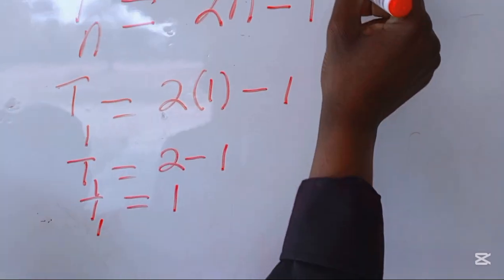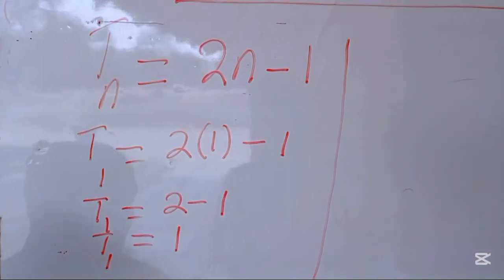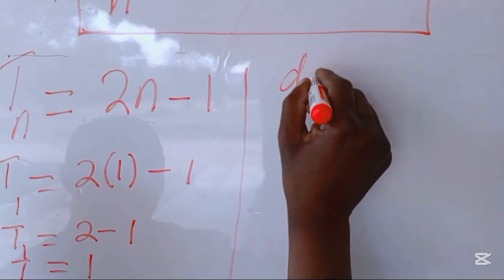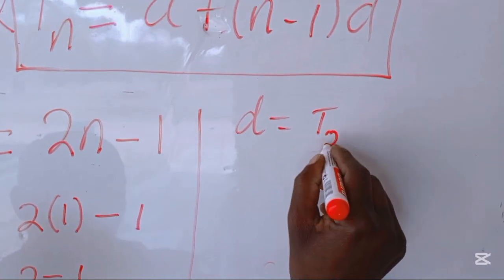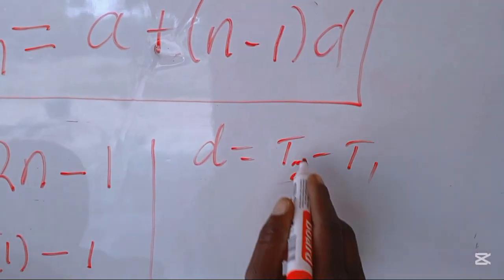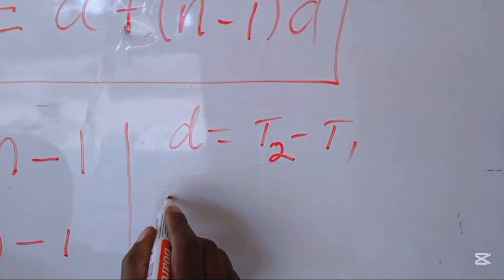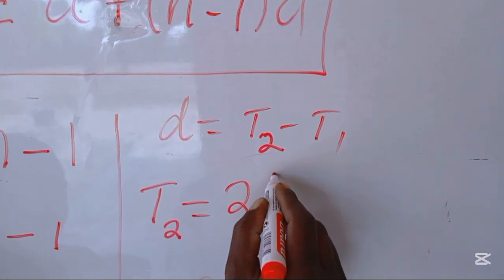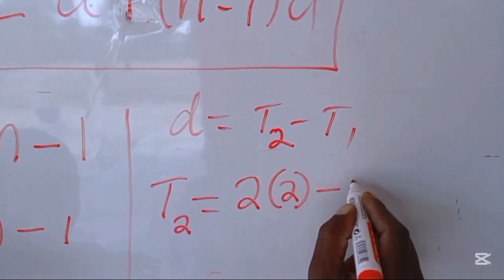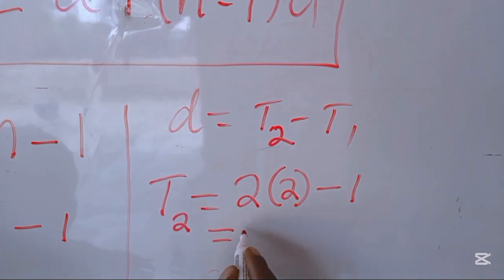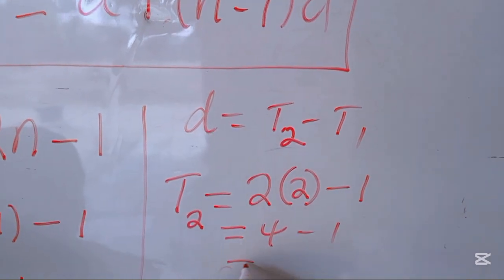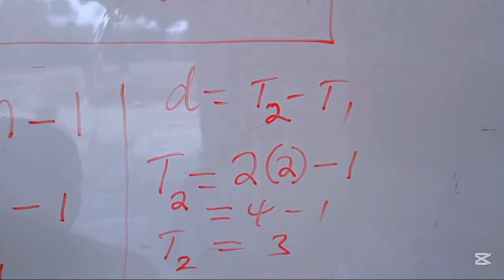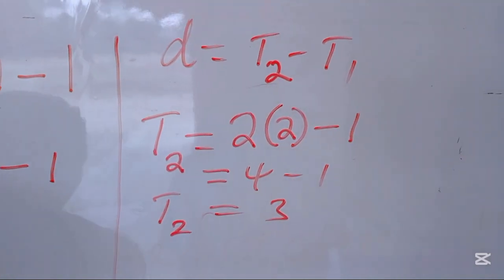Now I will be forced to find the second term. Why? Because they're asking for the common difference, and I know that the common difference is equal to the second term minus the first term. So how do I get the second term? I put 2 where there is n, so 2 times 2 minus 1. You agree with me that I'll have 4 minus 1, so the answer will be 3. So my second term is 3.